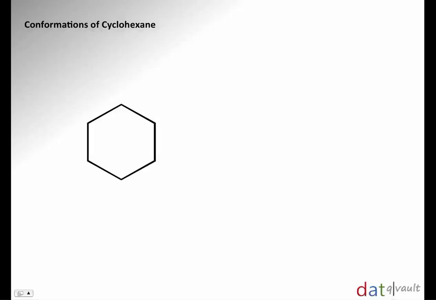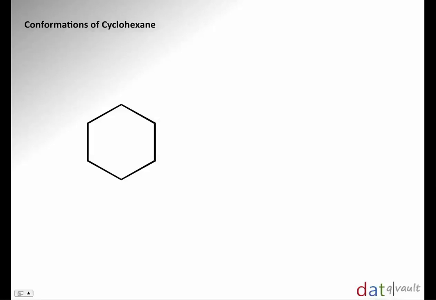We're continuing our lectures on conformational analysis. In this lecture, we're actually going to look at the conformation of ring systems. The conformation of ring systems deviates quite a bit from the conformation of a linear system.